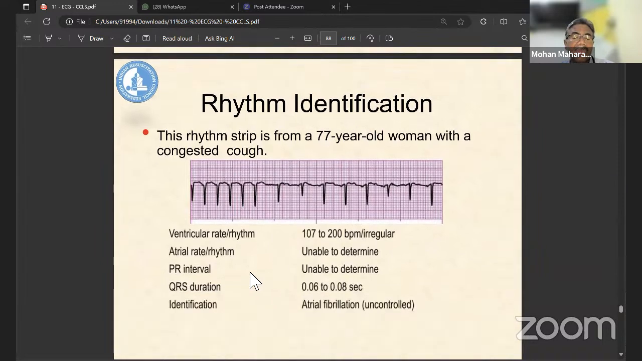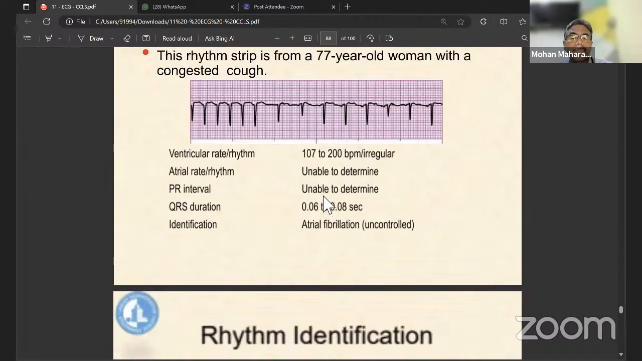It's irregular, and the atrial rate and PR interval are unable to determine. And the QRS duration, look at the QRS duration altogether, 0.06 to 0.08 here. There's no difference in the size of the QRS, but the atrial rhythm is unable to determine and PR interval unable to determine. So atrial fibrillation.